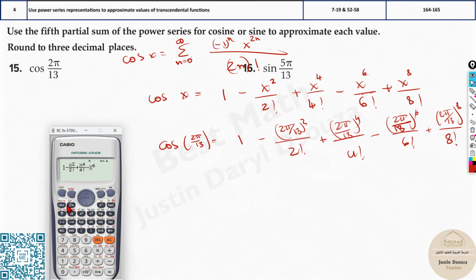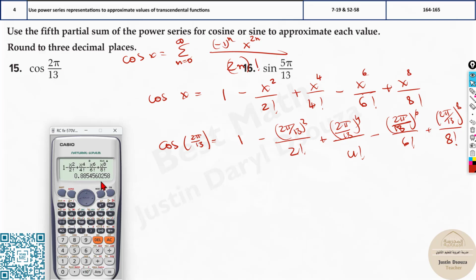It's 6, and let me just press next, and now we can write the fraction symbol, shift and factorial, and it's plus x power 8 divided by 8 factorial. And we stop there because they have asked only fifth partial sum. There are 5 terms here. Calculated at 2 times pi divided by 13. So that's a given question.